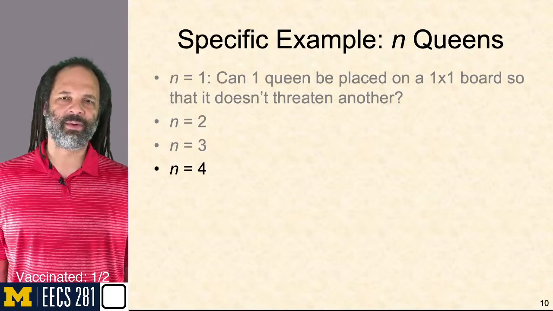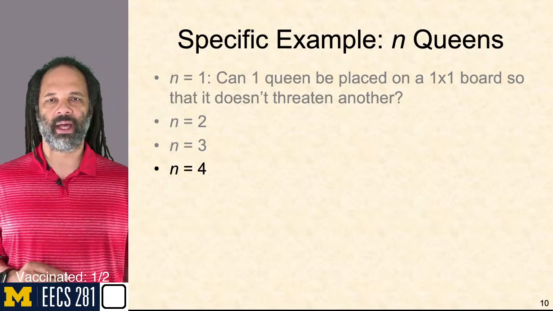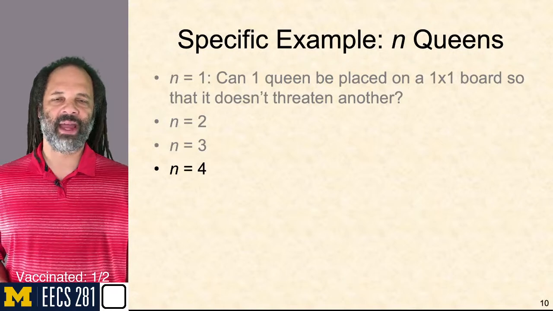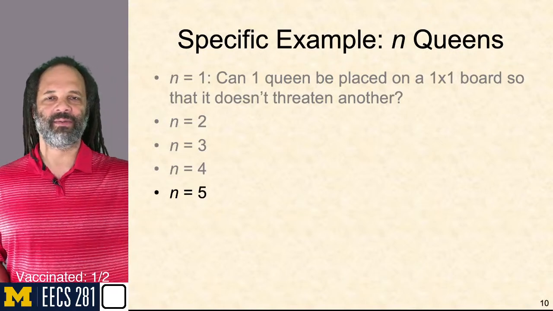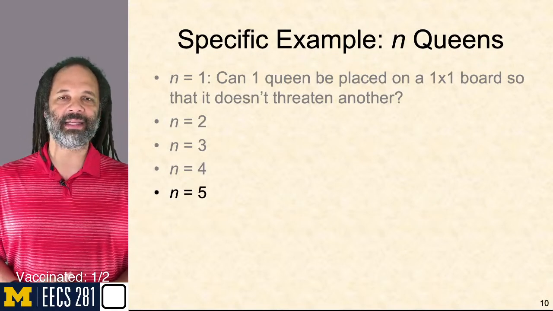However, at n equals 4, we get to a place where we can get a solution there. I'll show you what one looks like, and then we'll work on how to find one. But it turns out that after n equals 4, I don't know if there's been proof that anything above n equals 4 can't be done. I think they all can be done. Like I said, this is not an easy problem to solve.